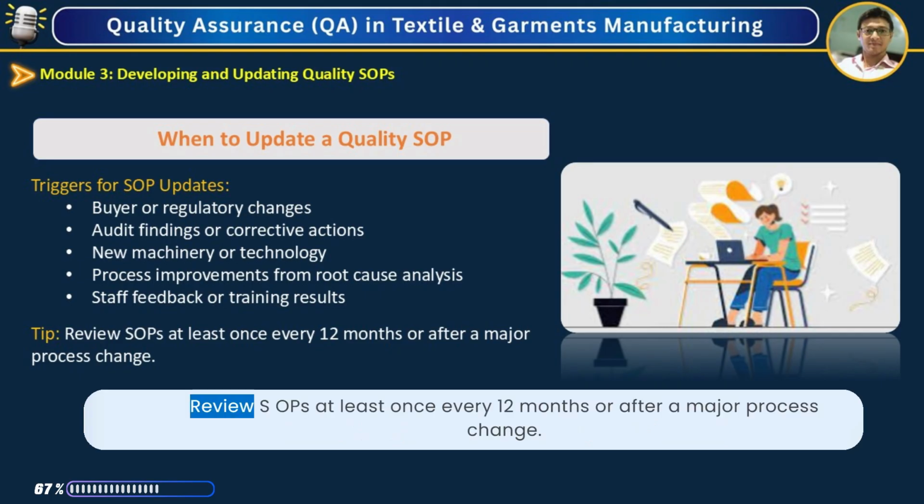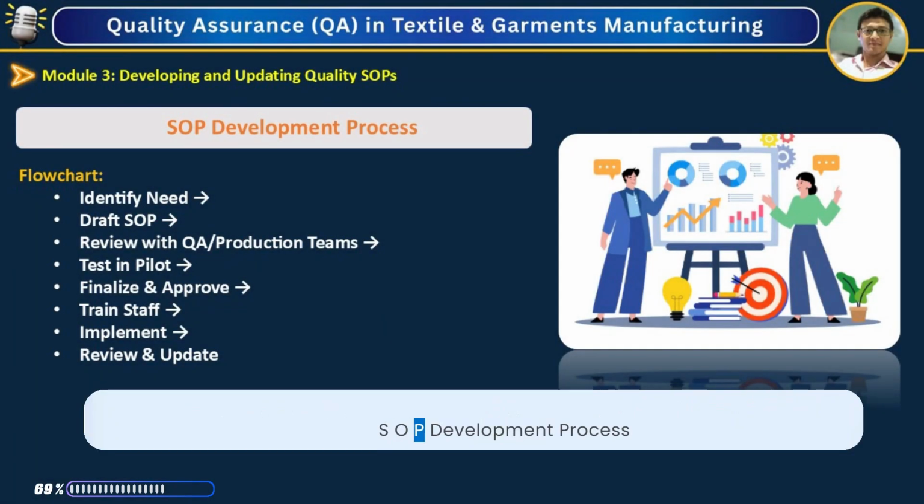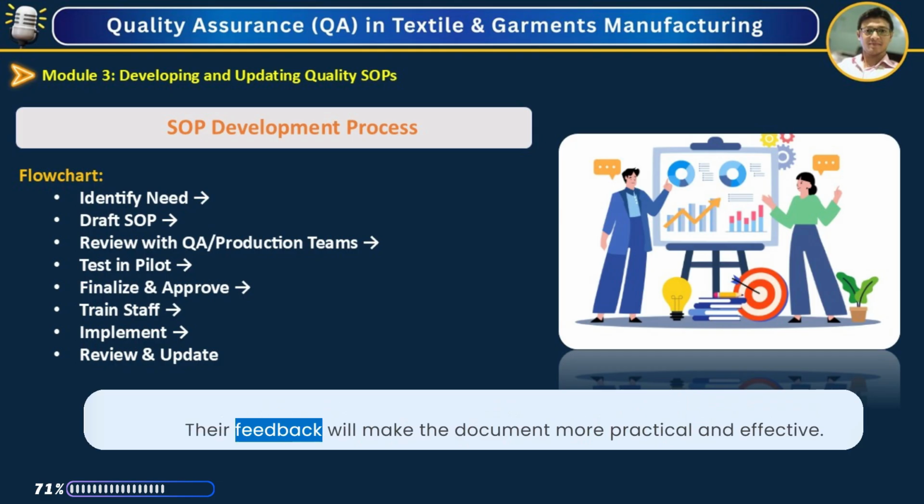Tip: review SOPs at least once every 12 months or after a major process change. SOP development process. Involve the people who actually use the SOPs. Their feedback will make the document more practical and effective.